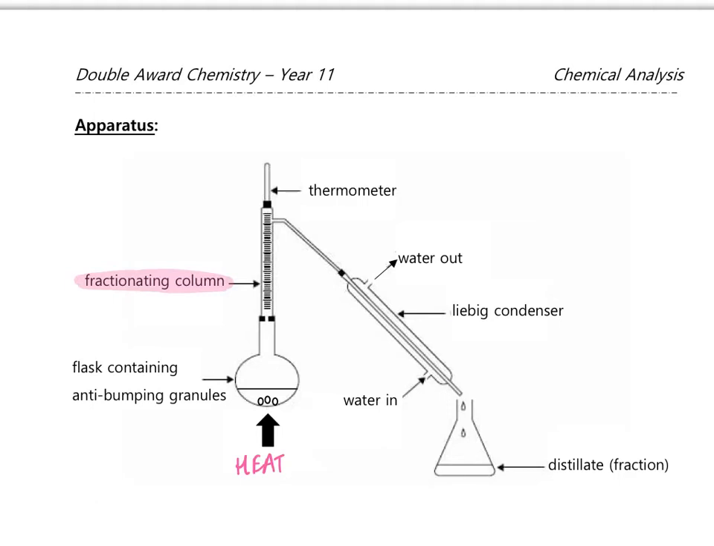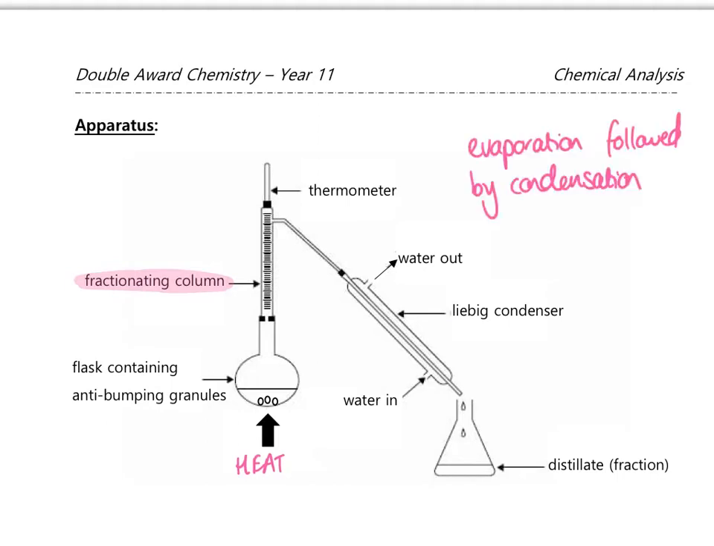So again, this works by a process of evaporation followed by condensation. So the liquid with the lower boiling point evaporates and then condenses and is collected. Then the liquid with the next boiling point will evaporate, then condense. Then if we've got more than 2 liquids, again the next liquid will evaporate and condense, and so on until all the different liquids are collected in their separate fractions.